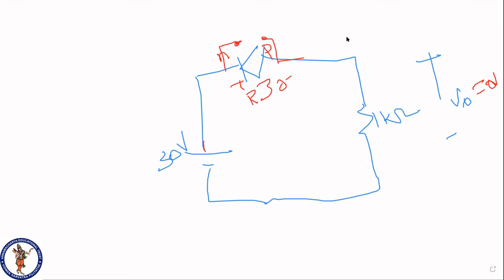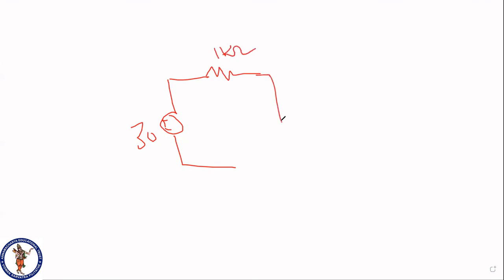I hope these two problems are clear. I will take one more problem like this. Let us assume 30 volts, a 1 kilo ohm resistor, and we have a diode here. Now we have to find the voltage.